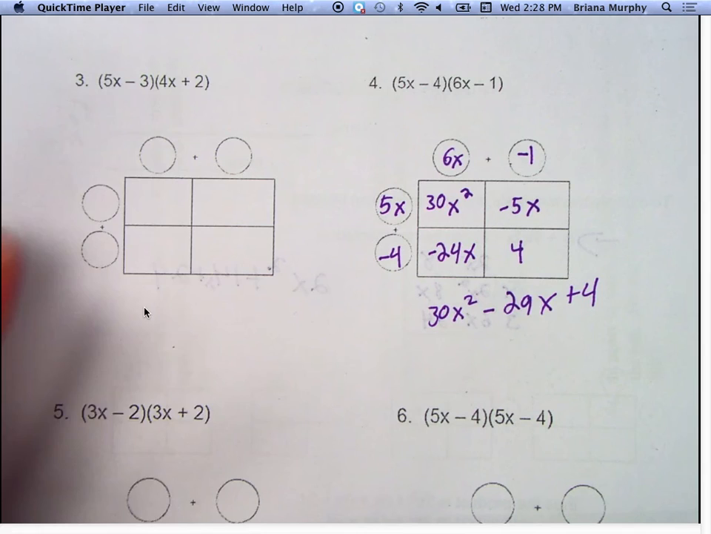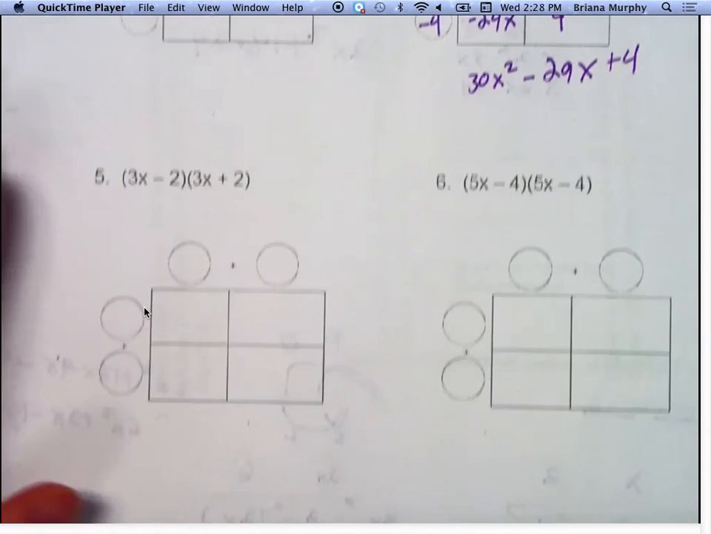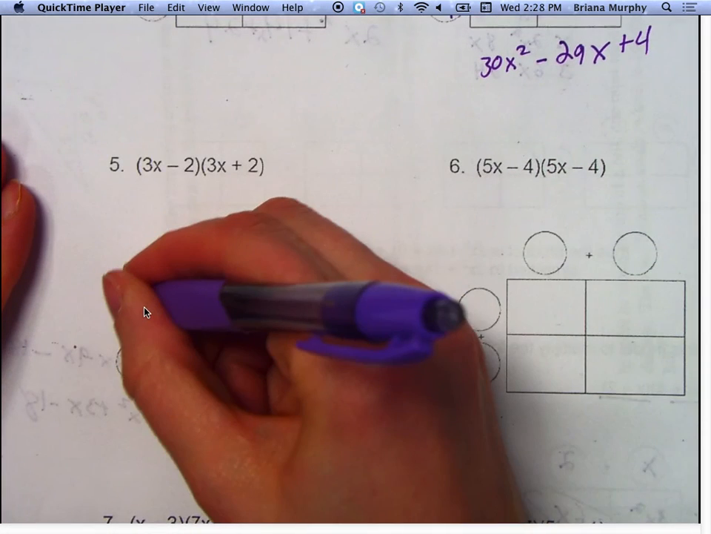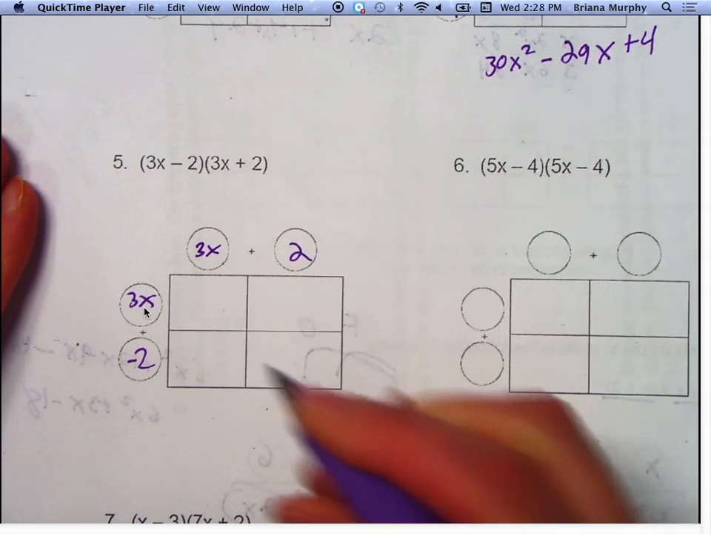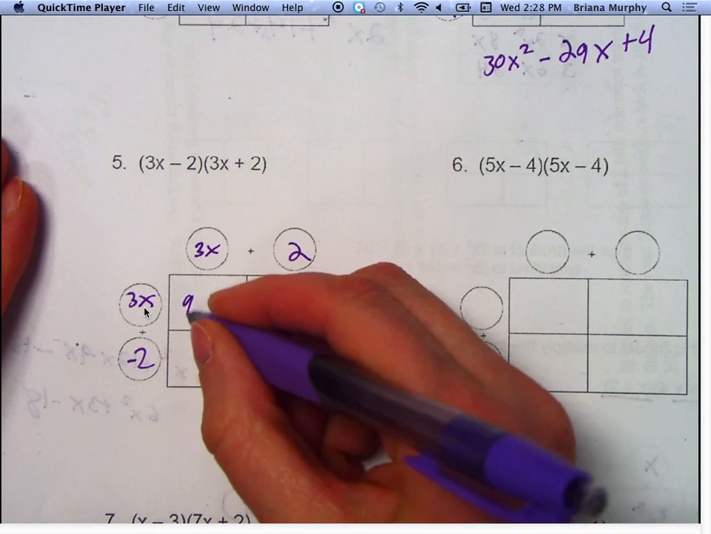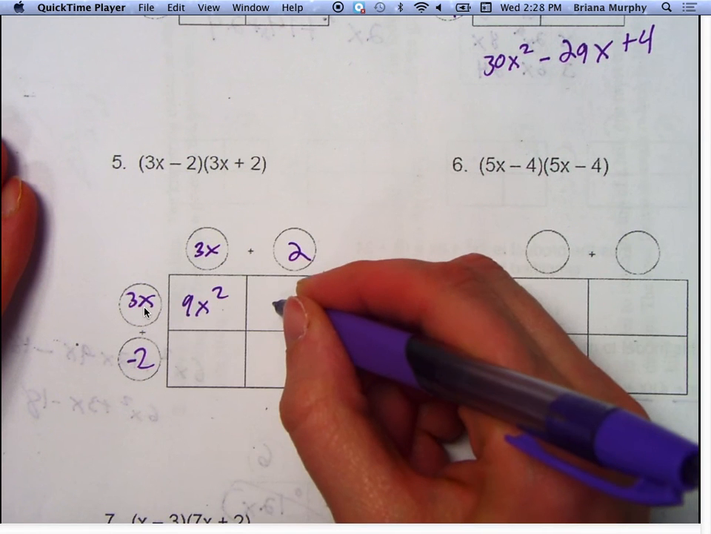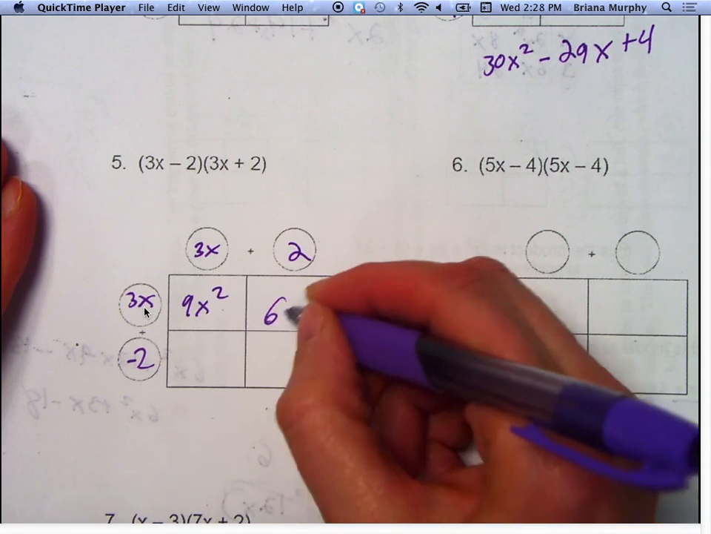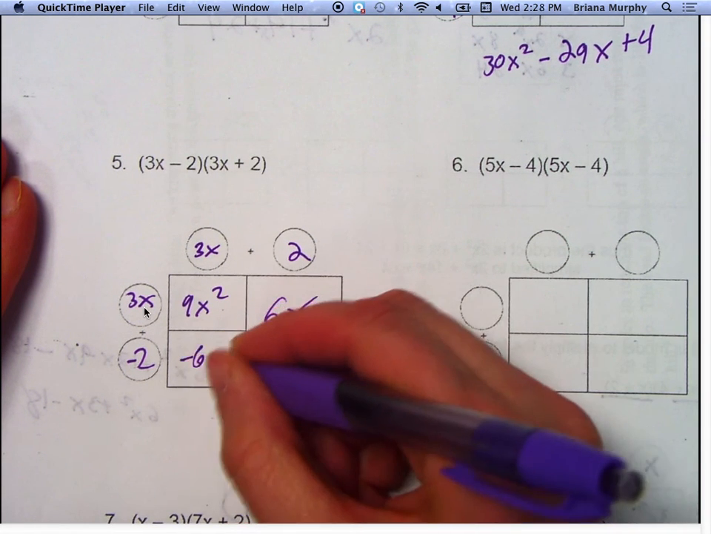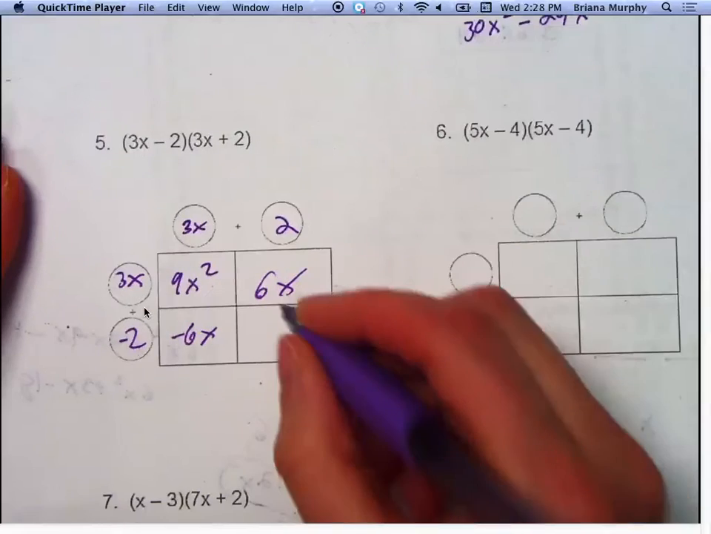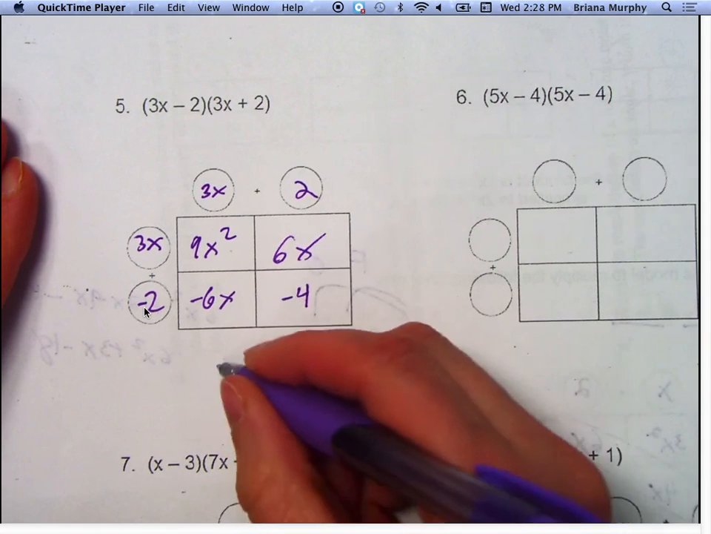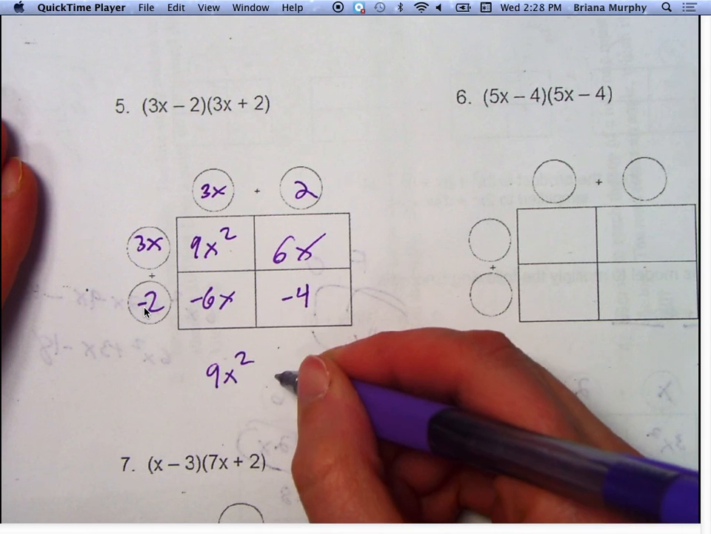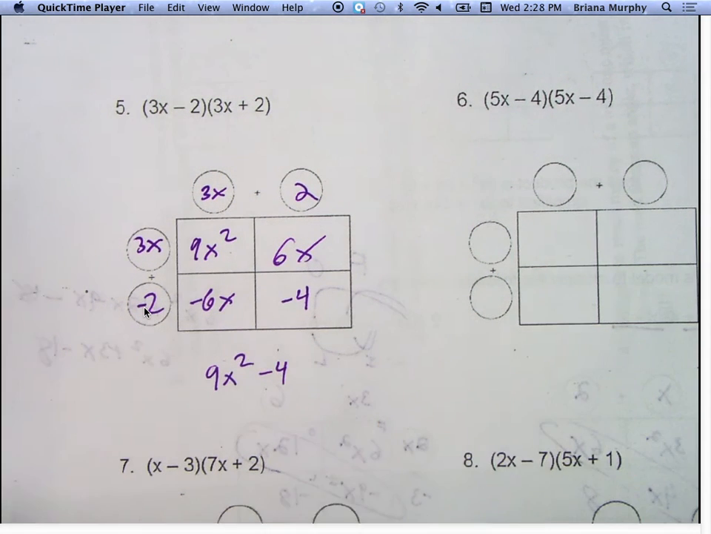We'll move on. All right, number 5. We have 3x minus 2 and 3x plus 2. 3x times 3x is 9x squared. And then we have 3x times 2 is 6x. 3x times negative 2 is negative 6x. Negative 2 times 2 is negative 4. Negative 6x and 6x cancel out. They give you 0, so you should get 9x squared minus 4.